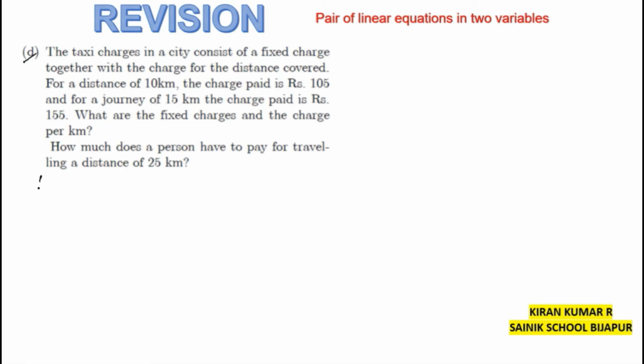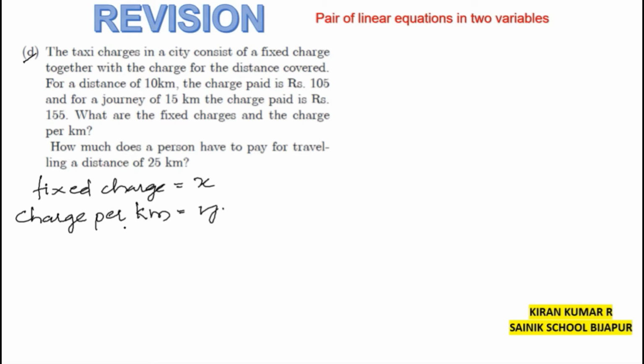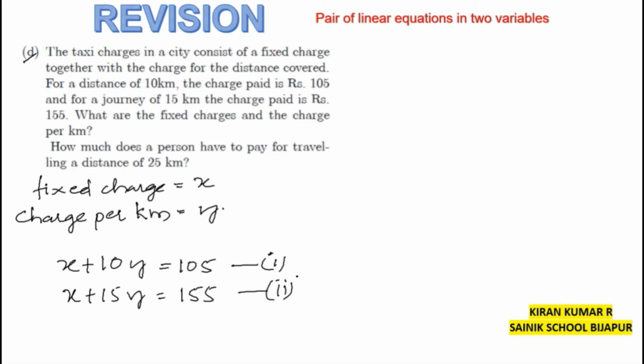Here I will consider the fixed charge to be X and the charge per kilometer I will consider as Y. As per the condition, fixed charge plus 10 kilometers, so 10Y is the amount paid. It will be 105. And one more equation is X plus 15Y equal to 155. Now these are the two equations. Let me call this equation 1, this equation 2.